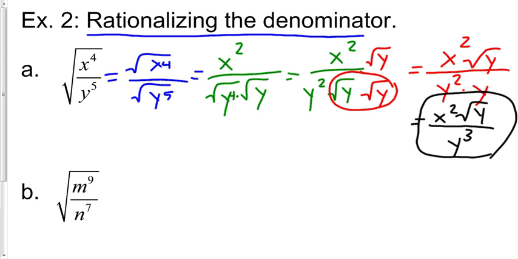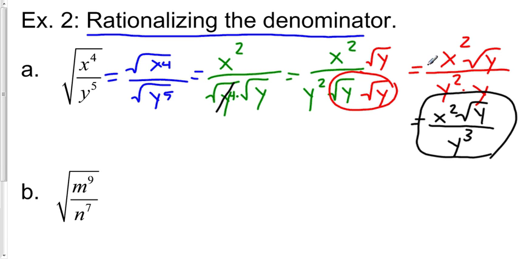Okay, so going through this one more time, you can separate the top and bottom. The square root of x to the 4th is x squared. The square root of y to the 5th we split into y to the 4th times y. The square root of y to the fourth simplified into y squared.